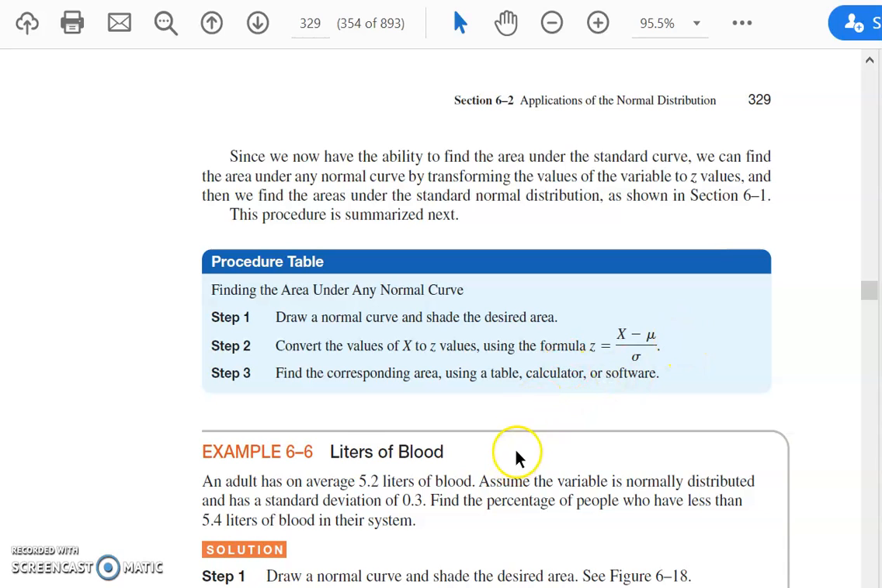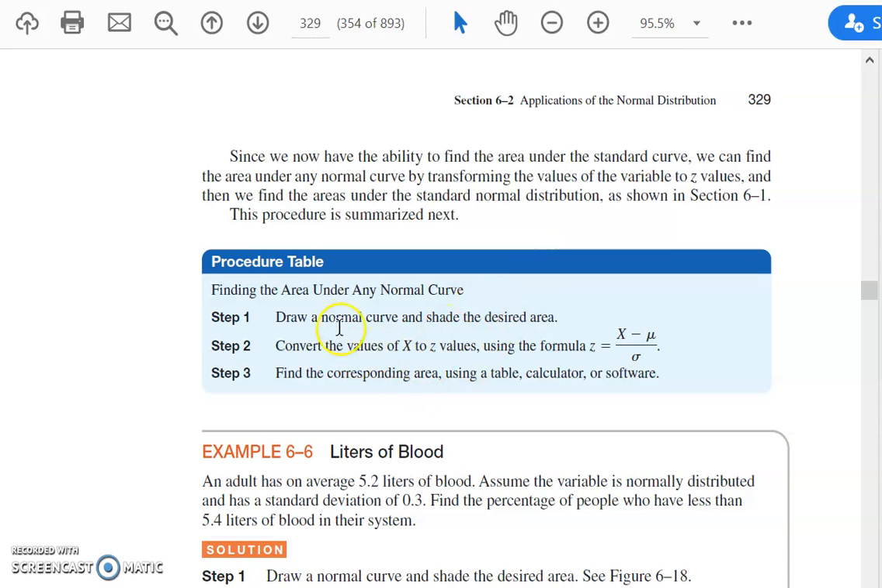Okay, so now what he's saying is, listen, we've got a procedure now. We're going to have an algorithm for how we're going to do this. We can find this area under any normal curve by transforming the values of the variable to the z values. So it doesn't matter what you start out with. The x that you started out with can be IQ, height, or weight. This next example is going to be liters of blood. It doesn't make a bit of difference. If the x's are approximately normal, you can transform them to z values, and now we get a nice, easy way of doing this calculation.